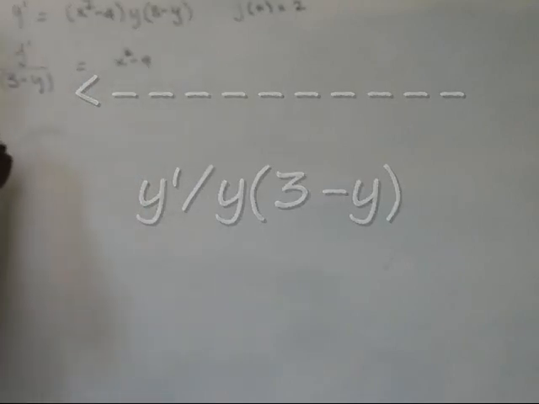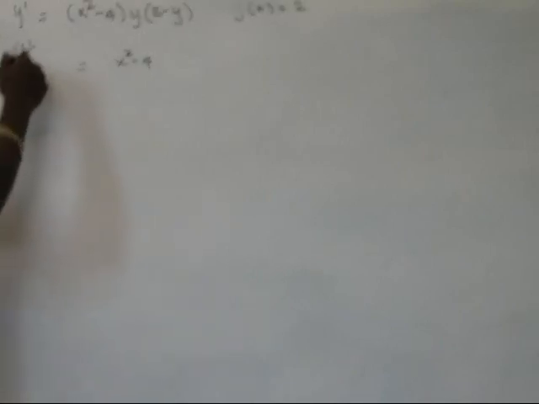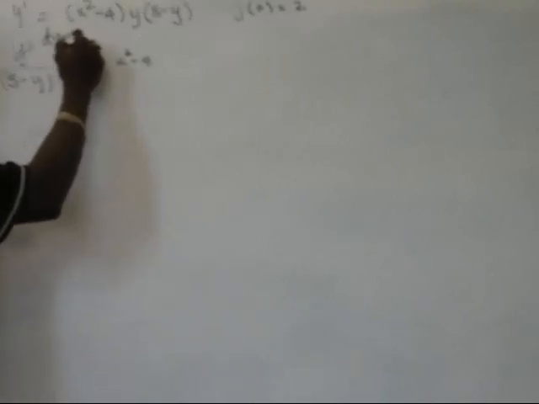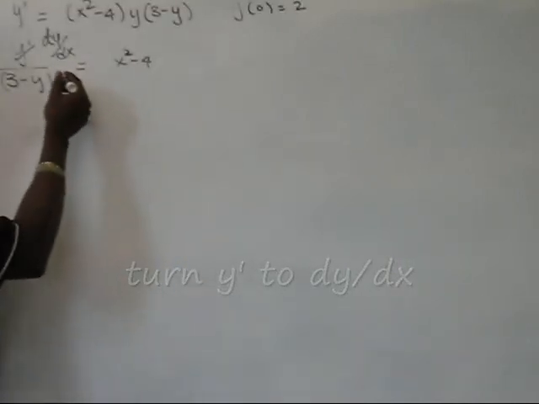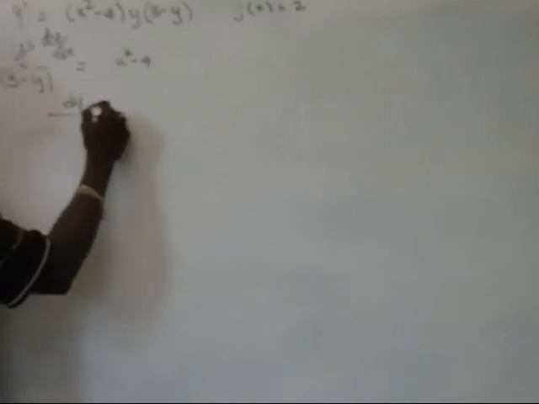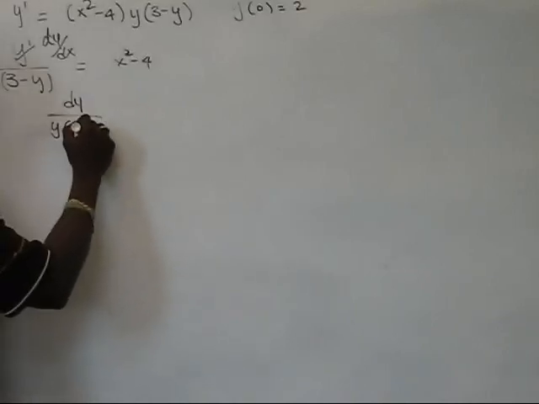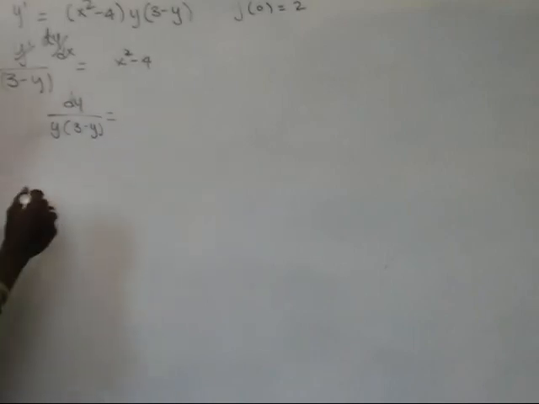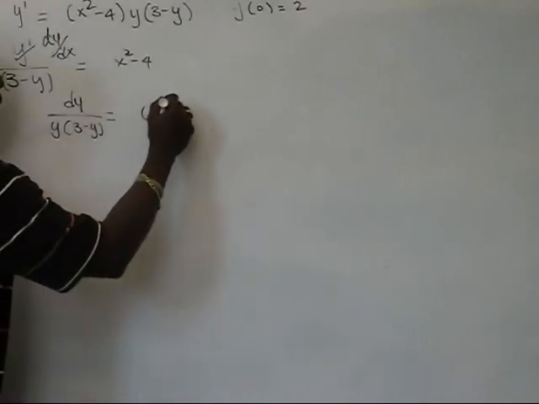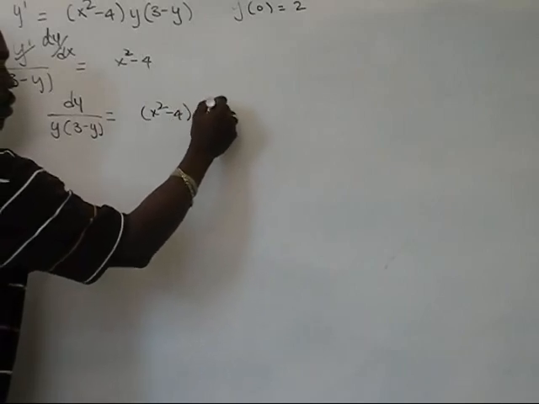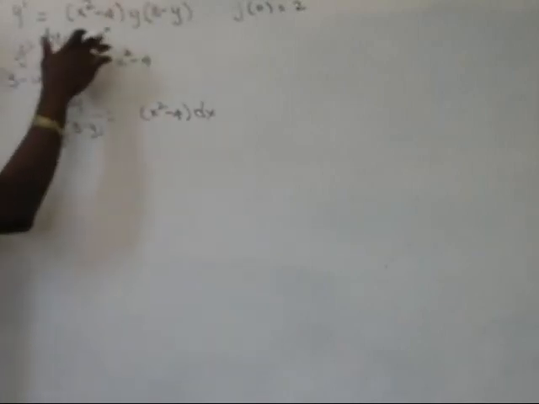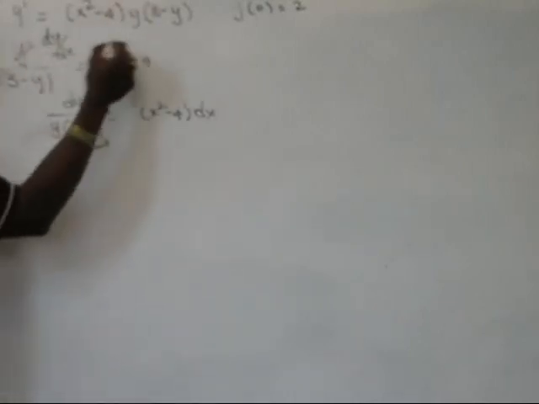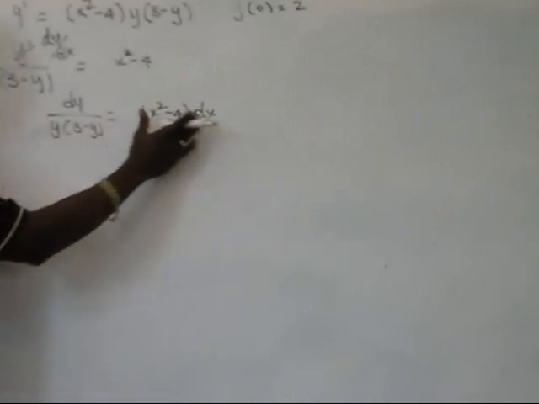Basically, now y prime is basically dy over dx. Right? So what we have here is dy over y (3 minus y) equal to (x squared minus 4) dx. Perfect. Just multiply dx like this one and then keep my dy. Now I have the dy and dx here.